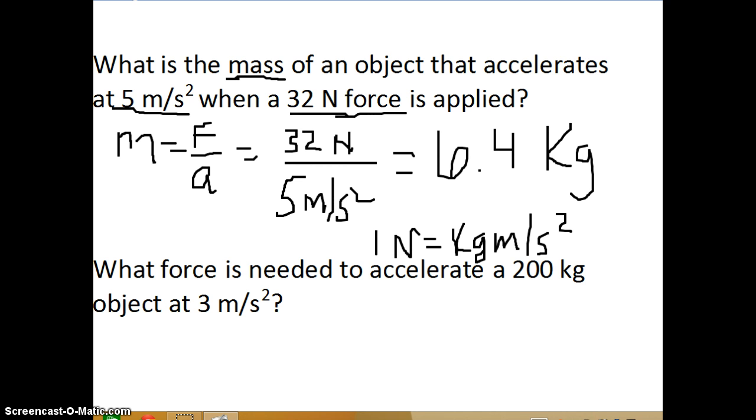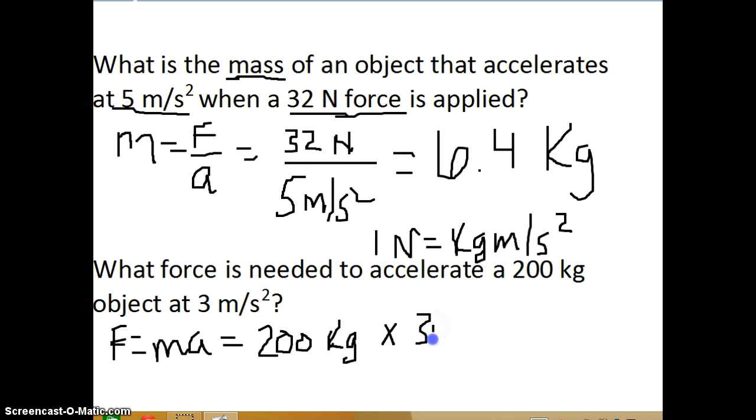So what force is needed to accelerate a 200 kilogram object at 3 meters per second squared? You want to use your force equals m a equation, and you will take your 200 kilograms times your 3 meters per second squared, and you will get 600 newtons.